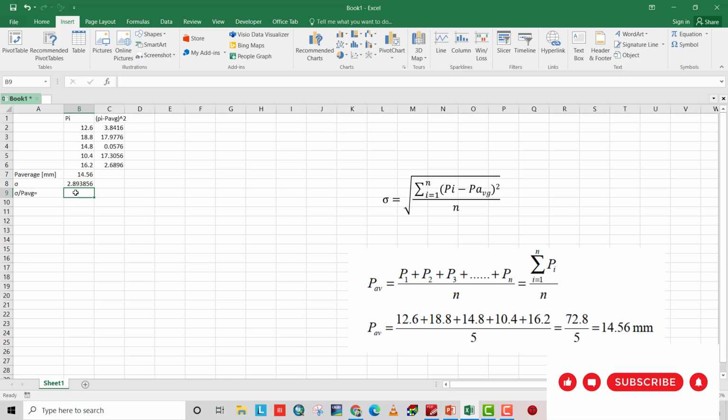So 2.89 divided by P average, we see that it equals 0.1987. It is greater than 0.1, so this result is not accurate. So we can use the Thiessen polygon method or the isohyetal method. That's all. I hope it can be helpful. Have a nice time.